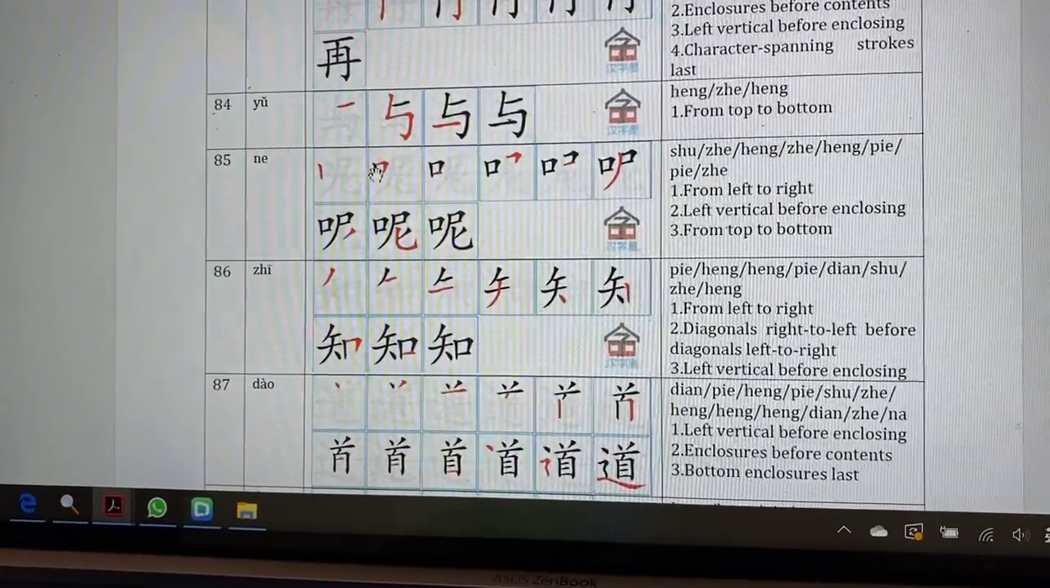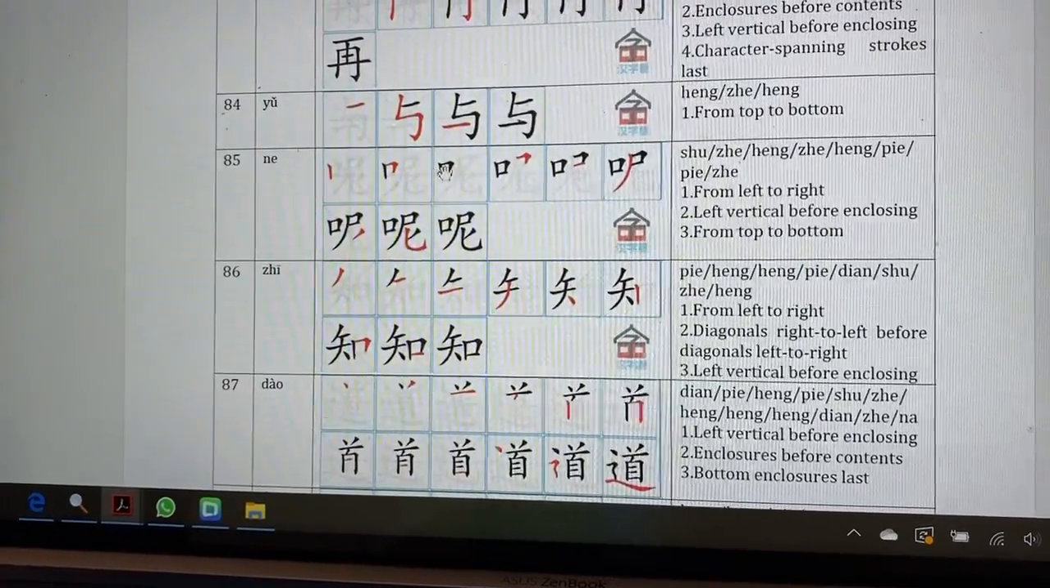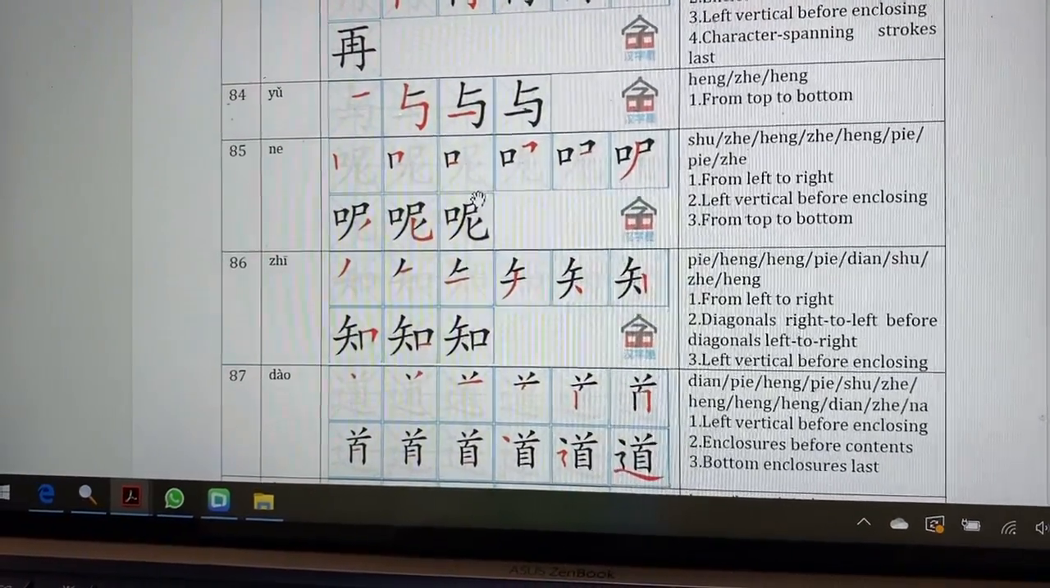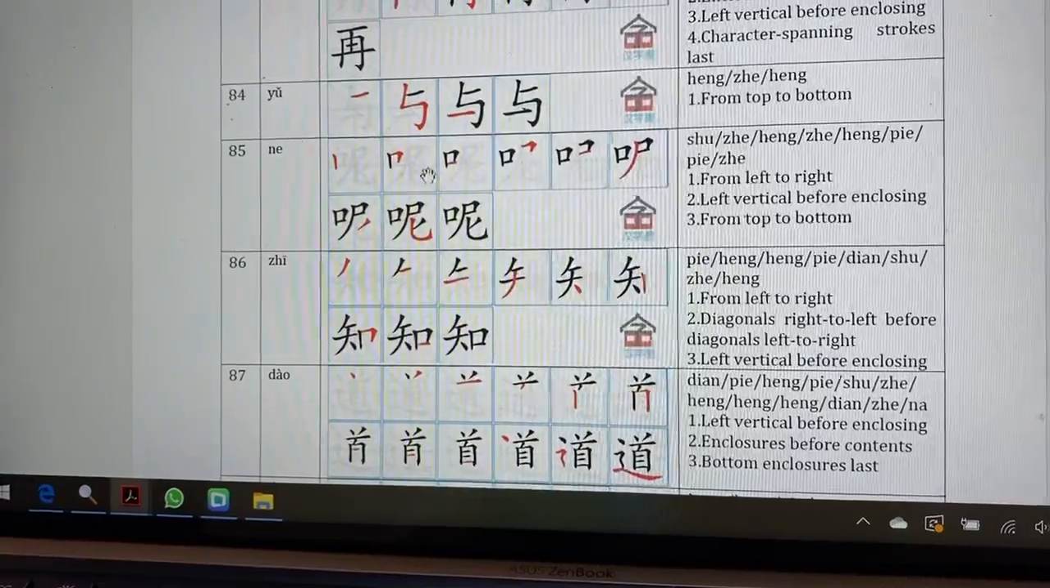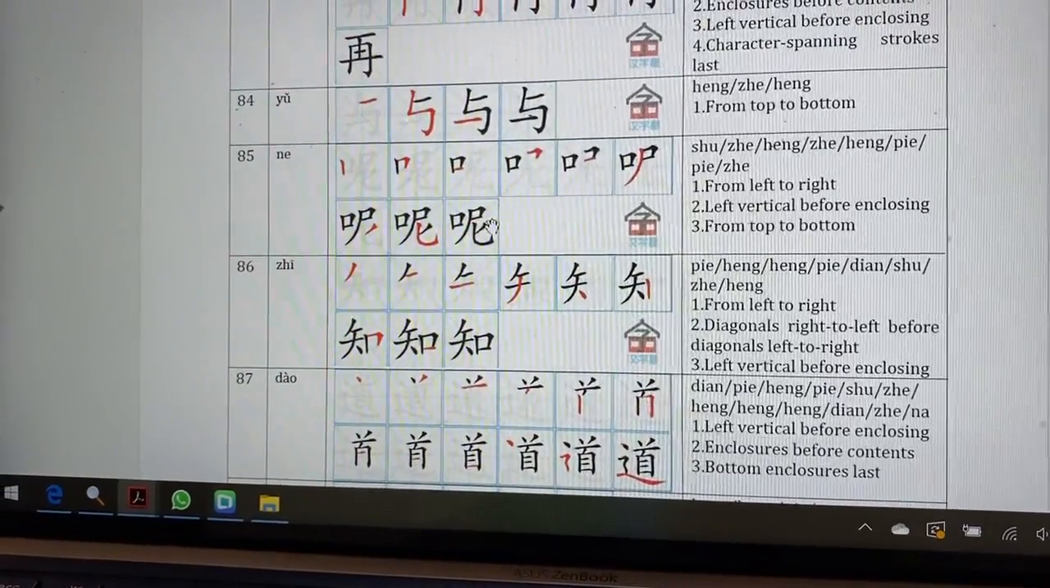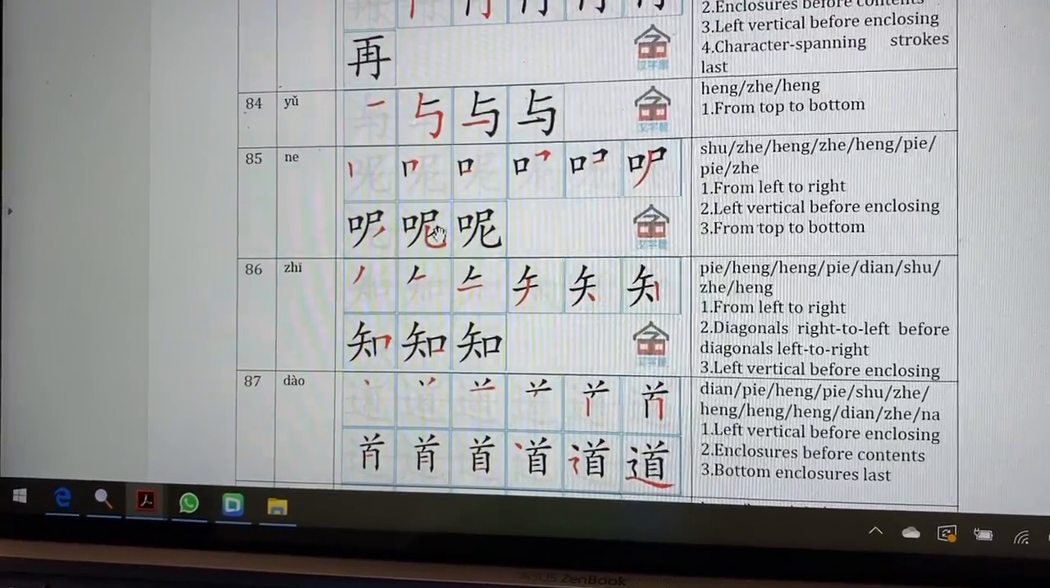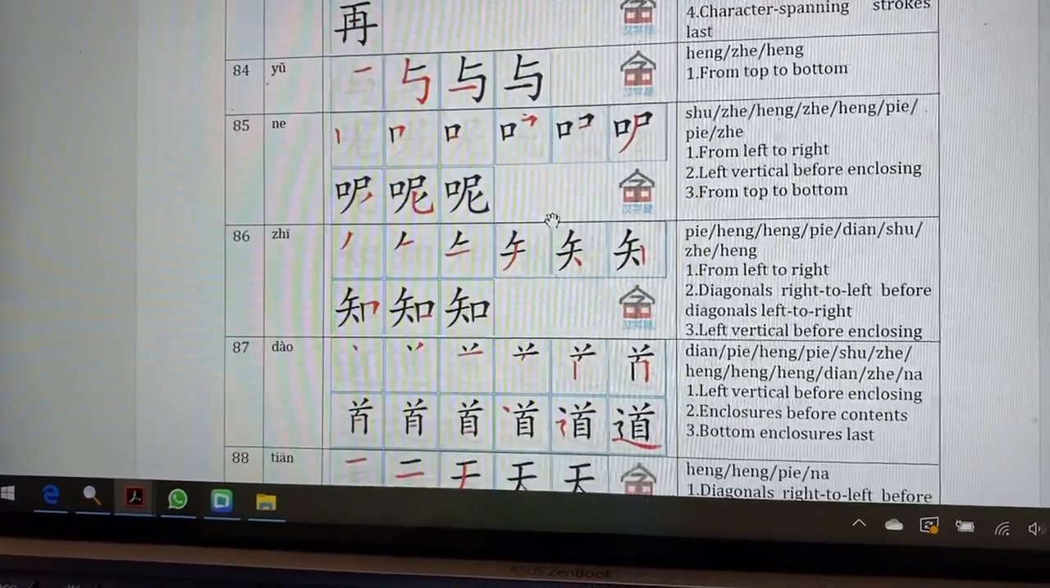Okay, and for this 呢 and for this 之, we have typical left and right structure, right? But interestingly, for this 呢, actually we have a wider right part. And for this 之, we have a wider left part. So please do pay attention, okay?